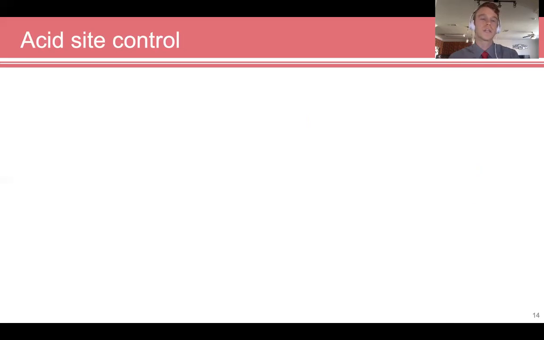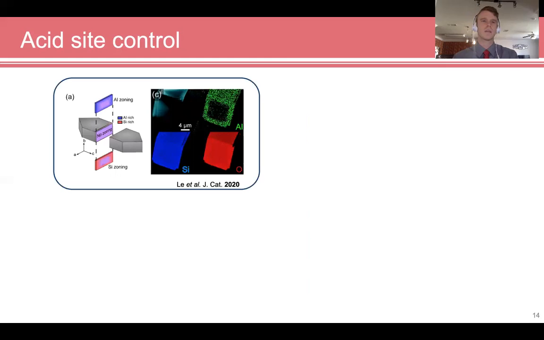So switching gears for this last portion, I just want to talk a little bit more about acid sites, because these acid sites are very critical, because we know this is where both the zeolite activity for catalysis and its deactivation can both occur. So controlling where the acid sites are located is very critical for determining zeolite effectiveness. So there's a few ways we can do this.